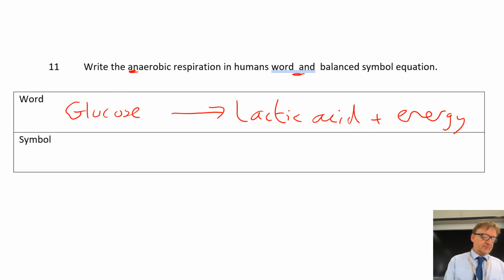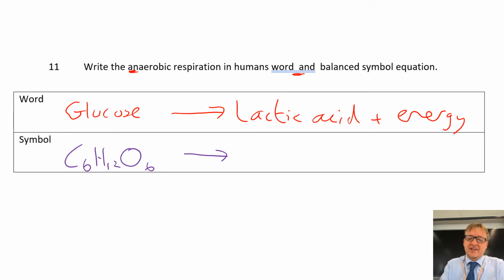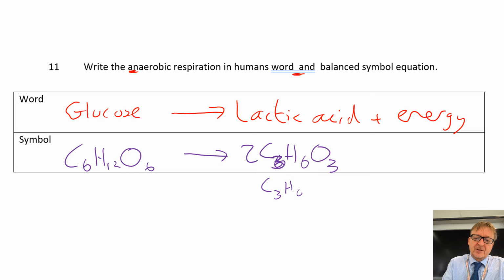The symbol equation, right, is C6H12O6, which goes to, now lactic acid, you don't really need to know the formula of it, right, but it is 2C3H6O3. Oh, that's a 3 there, sorry. So C3H6O3. So what you can do is you can see it's been split into 2. And then you also get energy.